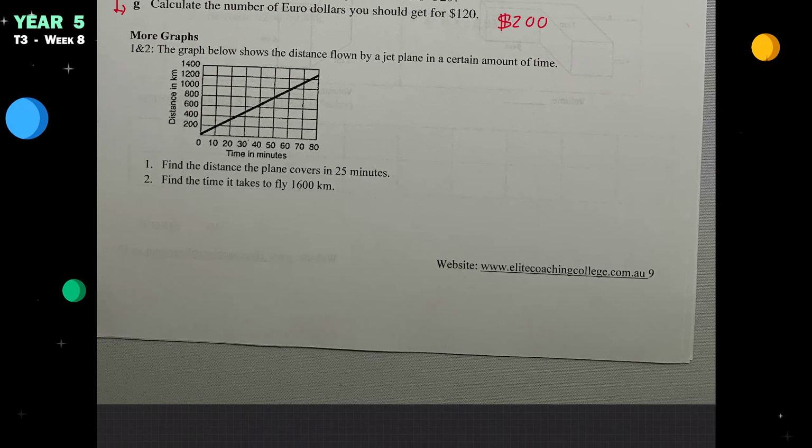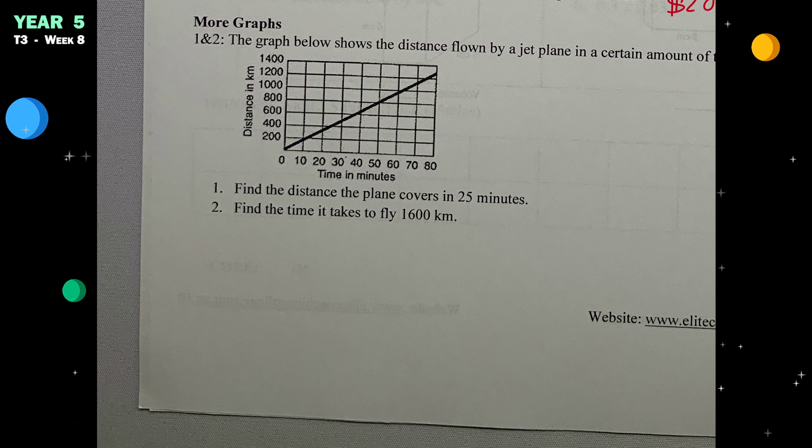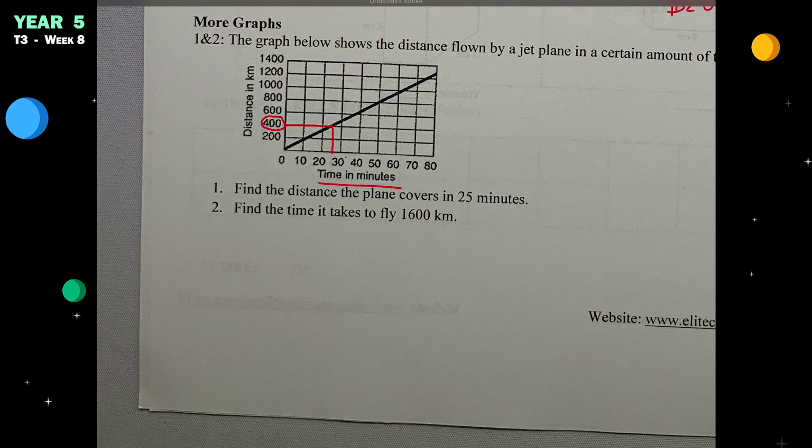Okay, more graphs. The graph below shows the distance flown by a jet plane in a certain amount of time. Find the distance the plane covers in 25 minutes. Okay, so the minutes is on this side. So you look at 25 minutes, which is halfway between 20 and 30. So you go up from 25 and you hit this line. That is the same as 400 kilometers, because this axis is in kilometers, the distance. So the distance is 400 kilometers.